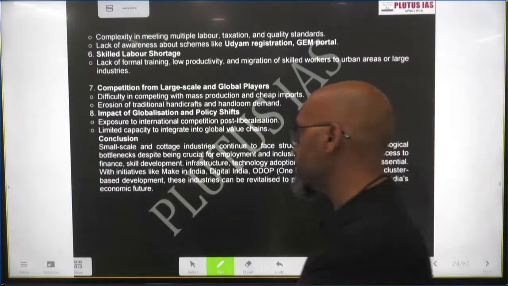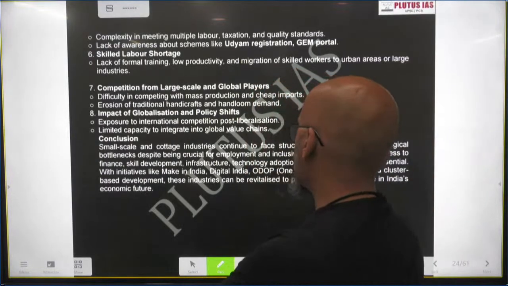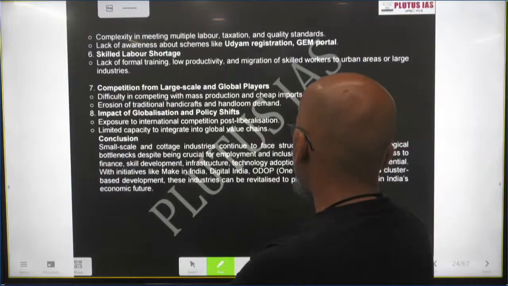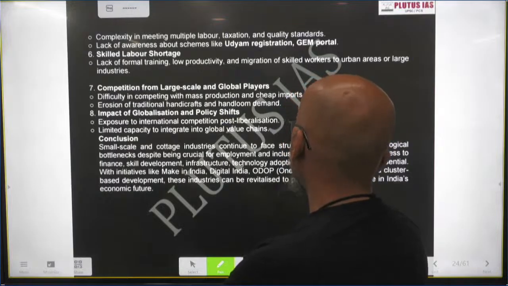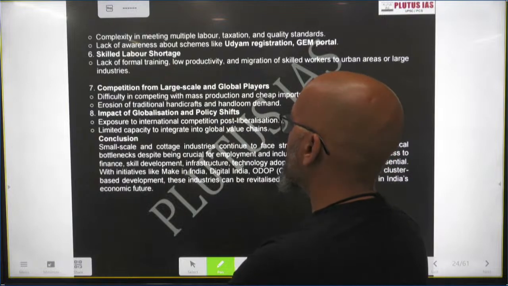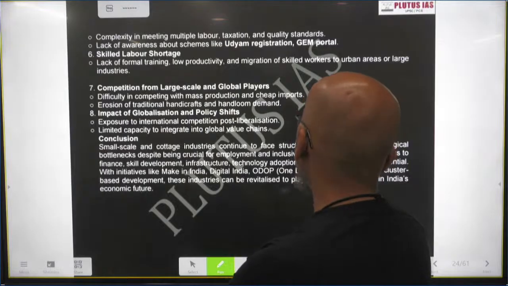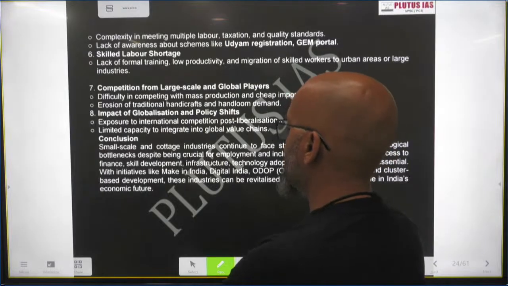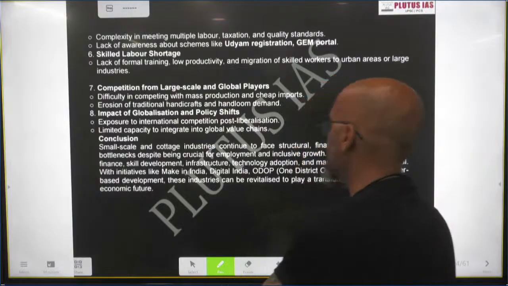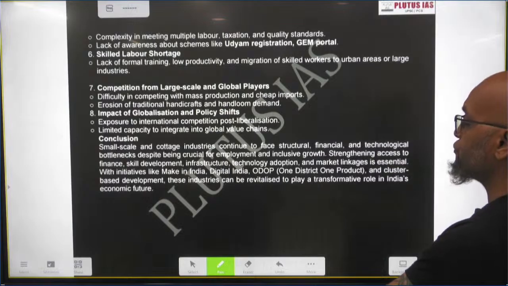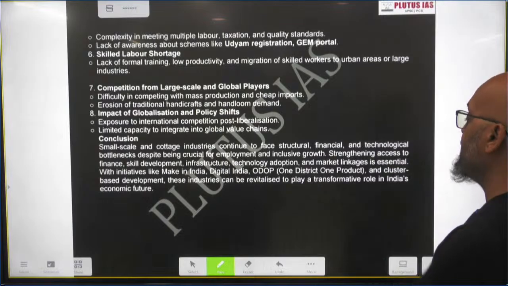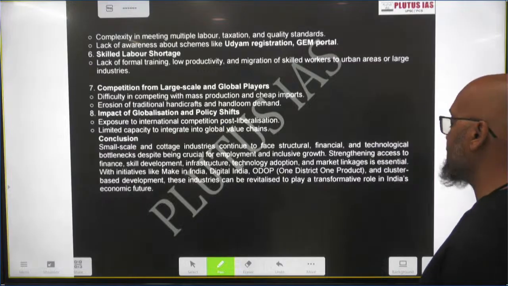Now conclusion: small scale and cottage industries continue to face structural, financial and technological bottlenecks despite being crucial for employment and inclusive growth. Strengthening access to finance, skill development, infrastructure, technology adoption, and market linkages is essential. With initiatives like Make in India, Digital India, One District One Product, and cluster-based development, these industries can be revitalized to play a transformative role in India's economic future.